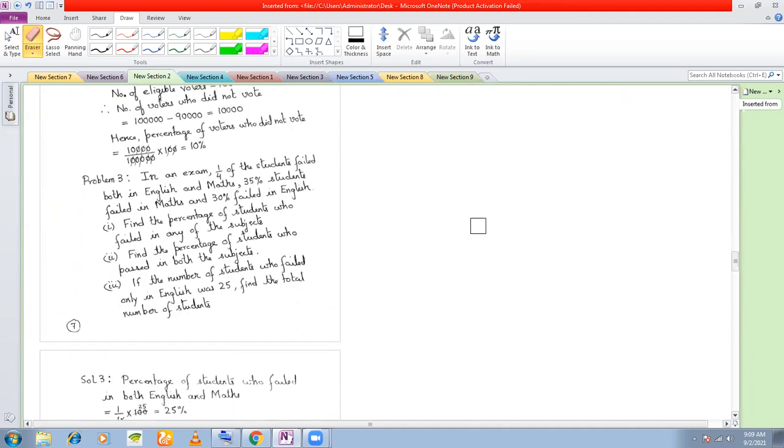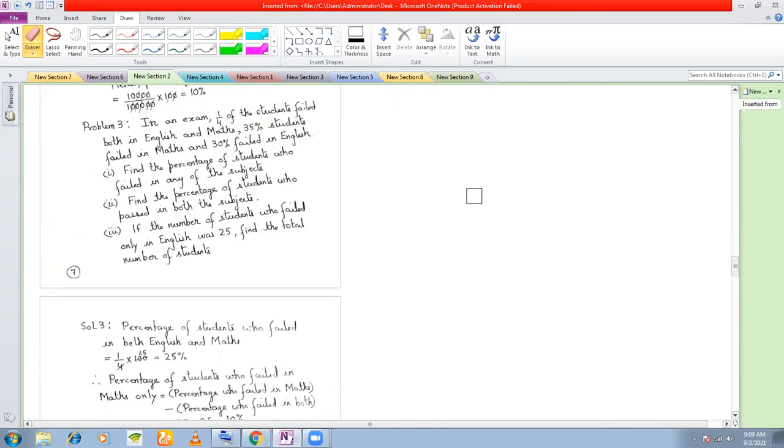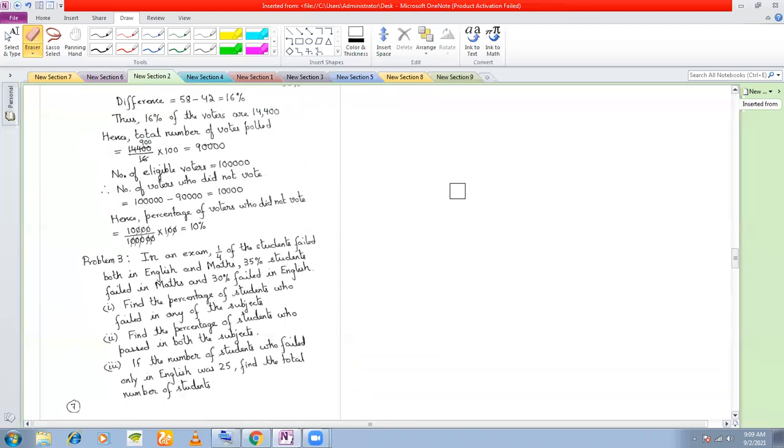See the next question. Now this question is a little tricky in the sense that it is somewhat related to your Venn diagrams in sets. But anyway, we can do it normally also. In an exam, 1/4 of the students failed both in English and maths. 1/4 of the students failed in English and maths means 100% appeared.